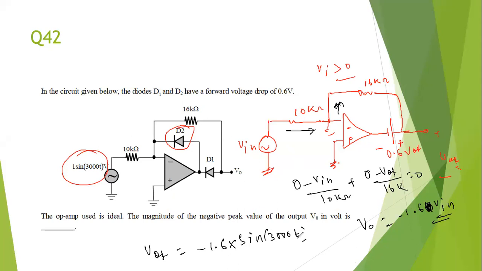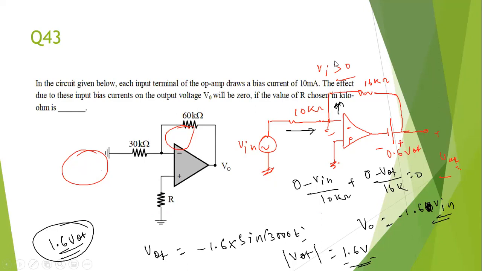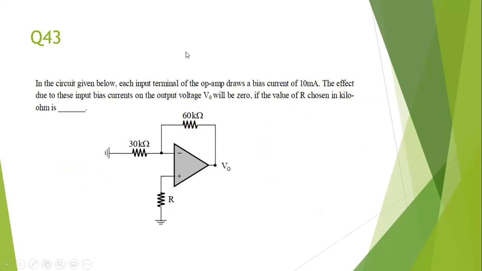So what's the peak value of the output? Peak value of the output is 1.6 volt. The answer will be 1.6 volt. So the peak value of the output is 1.6 volt. Got it? Now come to the next question.